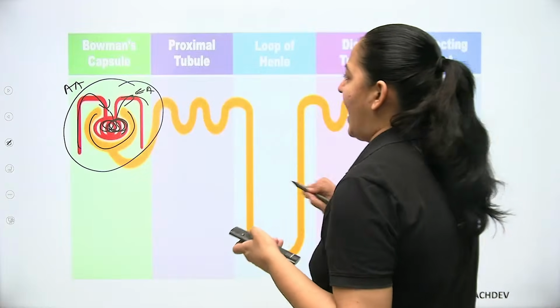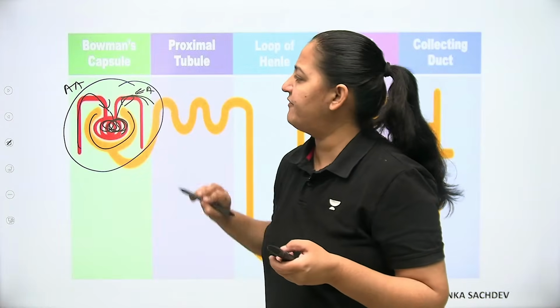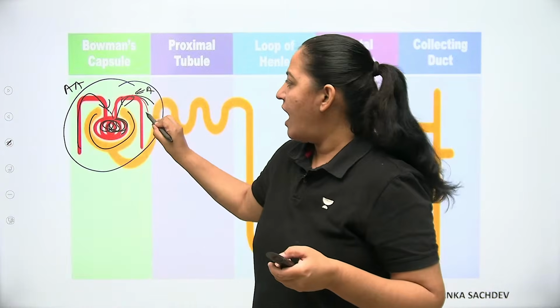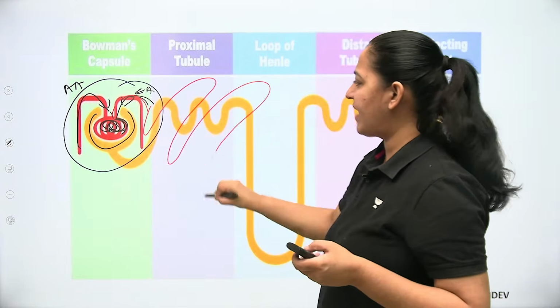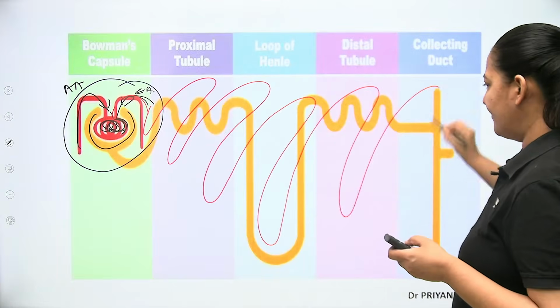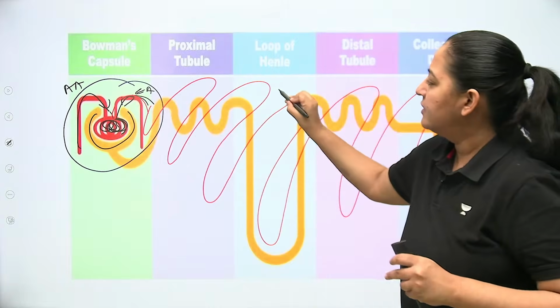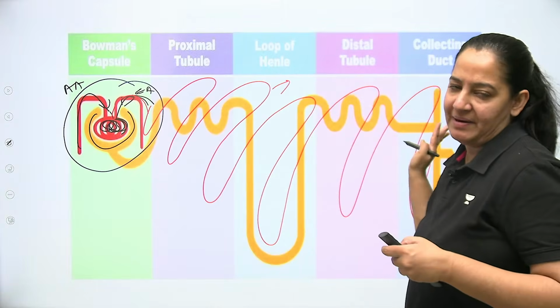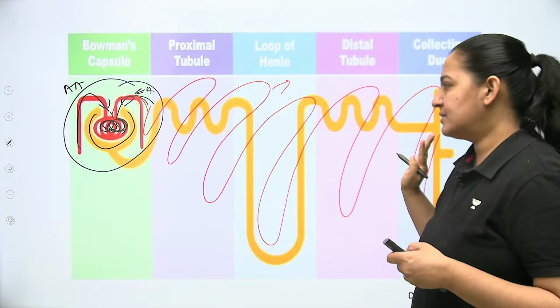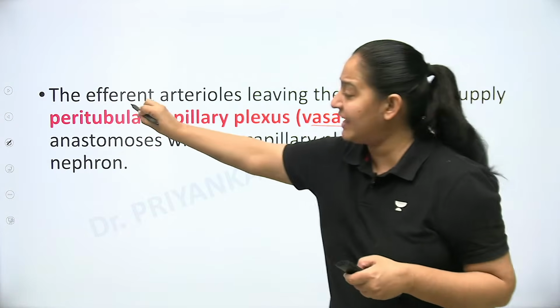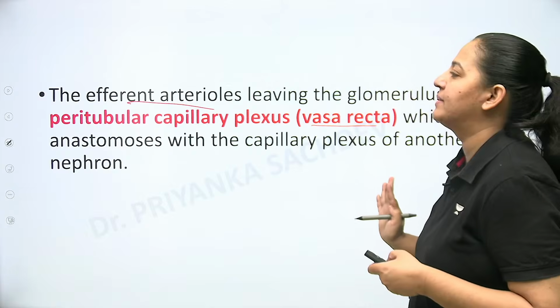And after exiting out, what happens to this efferent arteriole? Can you see this efferent arteriole? Once it exits out, after that, it will form a bunch of capillaries over the tubules. The bunch of capillaries over the tubules is the continuation of the efferent arteriole. This is known as peritubular capillaries or vasa recti. So this is the normal structure, vasa recti or peritubular capillaries, that is formed by the efferent arteriole once it comes out of the Bowman's capsule.